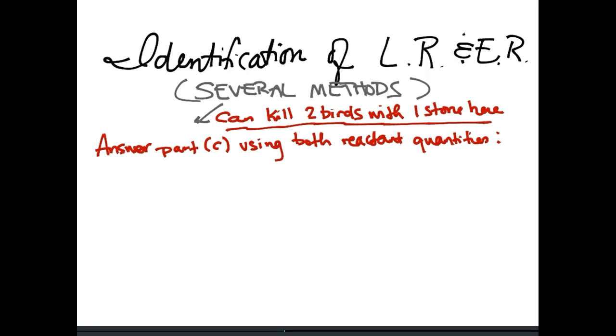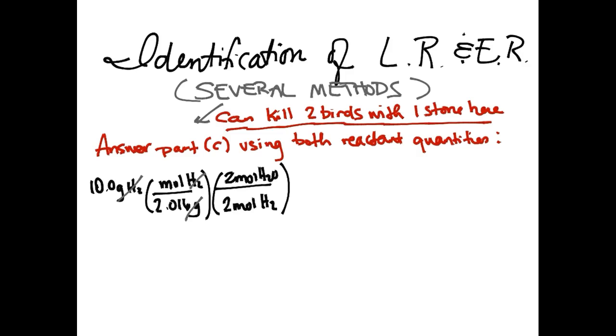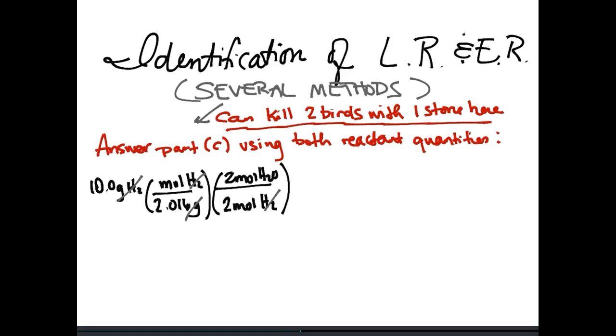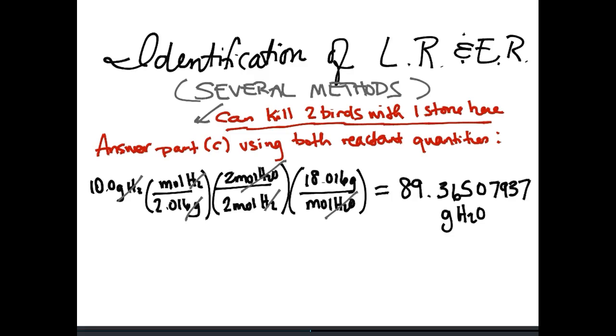And we can answer part B too. So we're going to answer part C using both reactant quantities. We're going to convert 10 grams of hydrogen into moles of hydrogen, and then we're going to convert that into moles of water. The reason I'm picking water is because that's the product we're asked about. We're going to convert moles of hydrogen into moles of water, and then moles of water into grams of water. And that's one of our potential answers to part C.